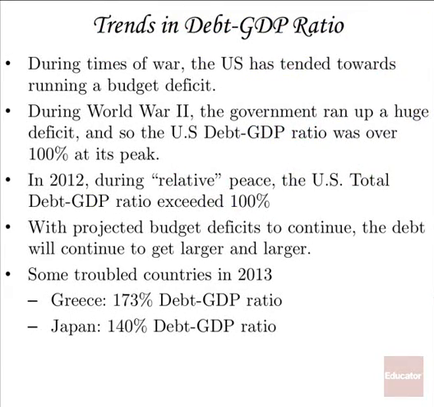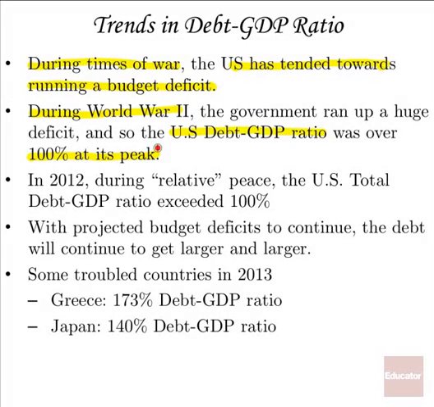So what are the trends that we talked about? Again, during times of war, the U.S. has trended towards running a budget deficit rather than a surplus. At least in the United States, it's been quite some time since the United States has run a budget surplus. During World War II, the government ran a huge deficit, and so the U.S. debt to GDP ratio was over 100% at its peak.